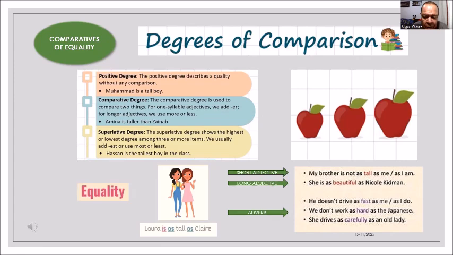Let's look at these examples. My brother is not as tall as me, or my brother is not as tall as I am. She is as beautiful as Nicole Kidman. He doesn't drive as fast as me, or he doesn't drive as fast as I do. We don't work as hard as the Japanese. She drives as carefully as an old lady.